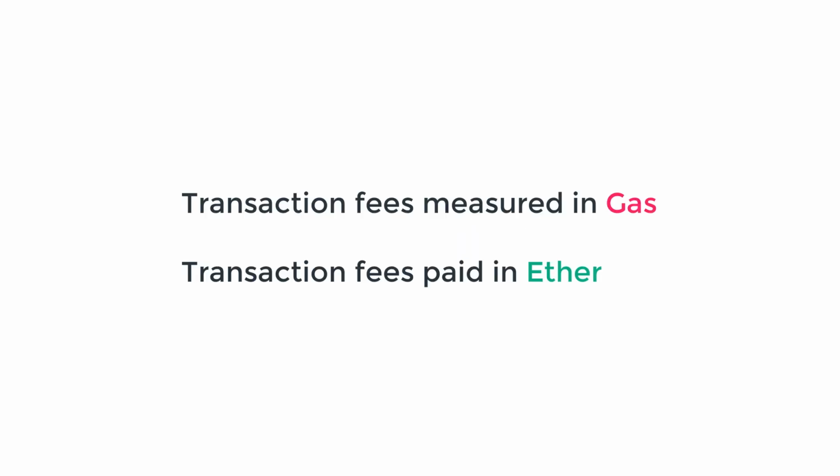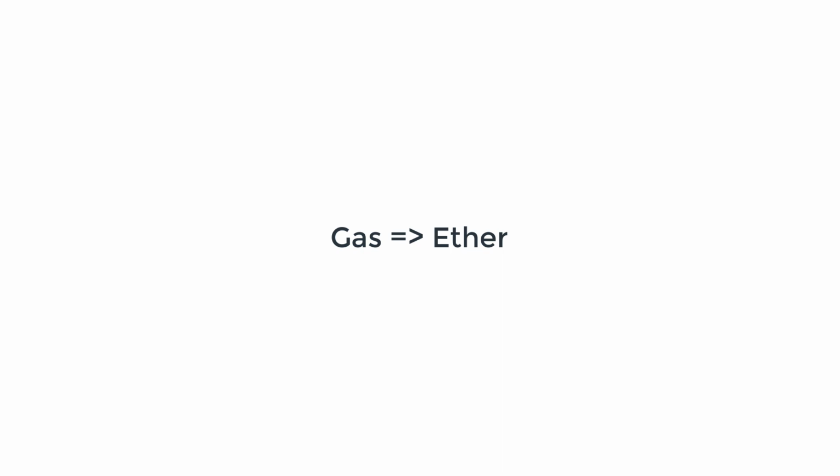If you remember the previous video, I explained that transaction fees are measured in gas, but they are paid in Ether. So we need to be able to switch between gas and Ether. And for that, we're going to use the concept of gas price. Or in other words, how many units of Ether are we willing to pay for one unit of gas?